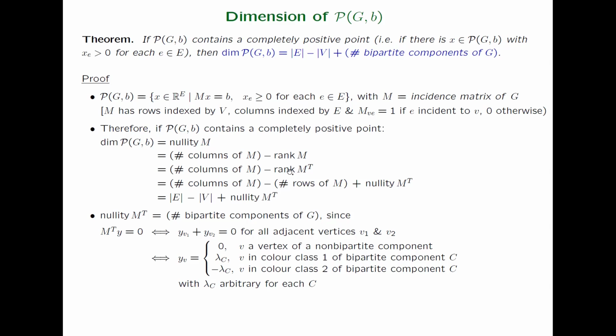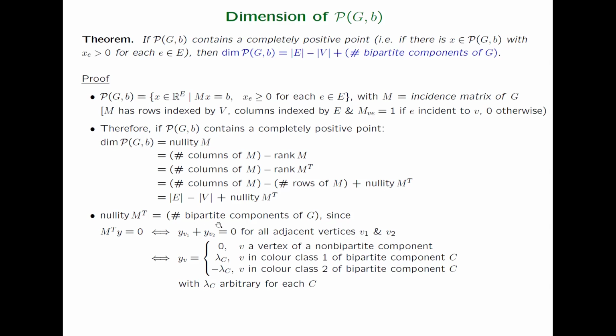We also know from elementary linear algebra that the rank of M is the same as the rank of M's transpose. And from the rank-nullity theorem, the rank of the transpose is the number of rows minus the nullity of the transpose. And we also know from the definition of the incidence matrix that it has number-of-vertices columns and number-of-vertices rows, and therefore we get this formula here.